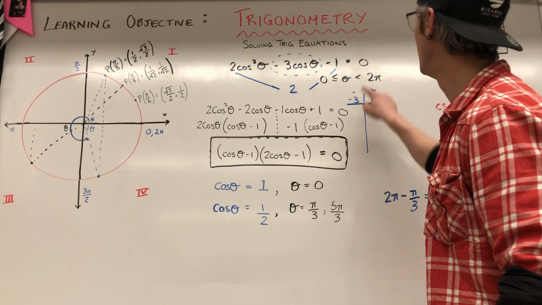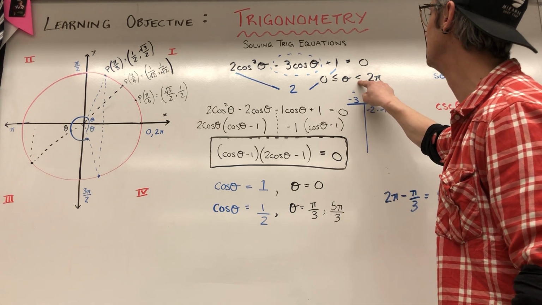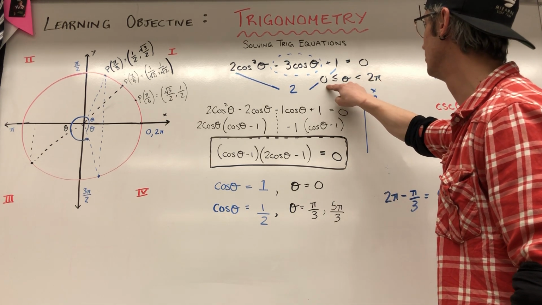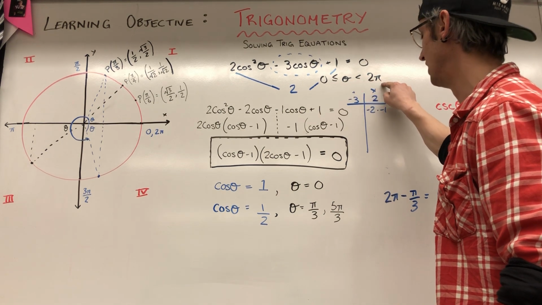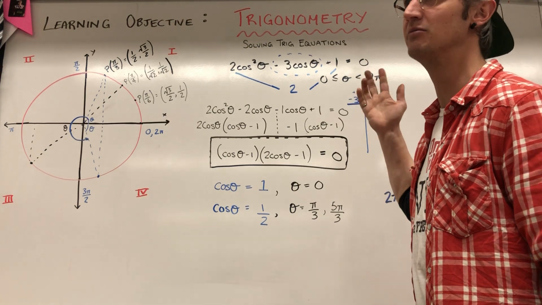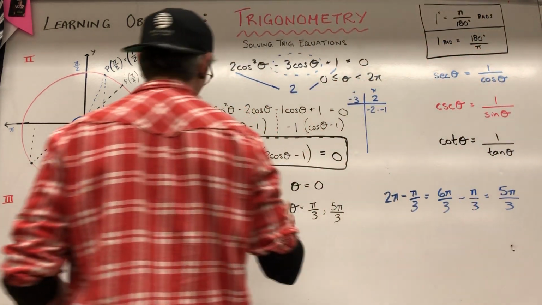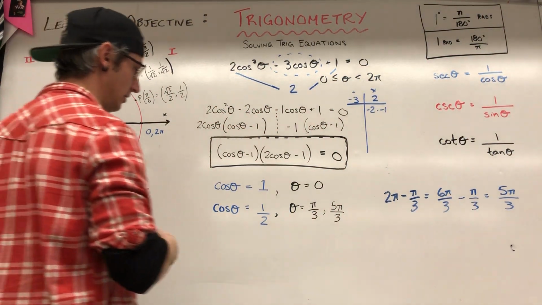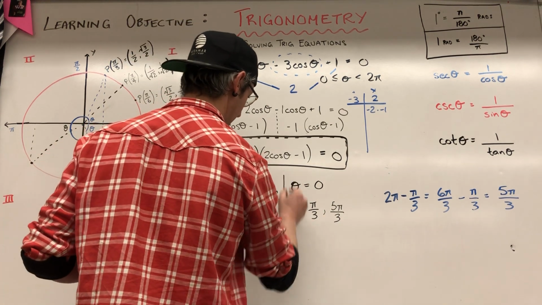I took away the 2 pi because in the book it says theta has to be greater or equal to 0, but it has to be smaller than 2 pi. So 2 pi as an answer is not viable because it's not smaller than 2 pi. It doesn't fall in that range. So here are the answers for this one.